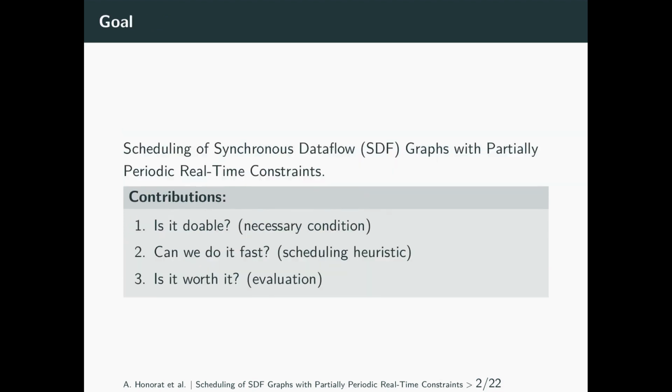Okay, now what is our goal? First, we would like to express the partially real-time constraints on an SDF application and know if a schedule might exist. Our contribution on this point is a necessary condition. Second, we would like to actually compute this schedule quickly if possible. We have developed a heuristic for this purpose. And third, we want to evaluate our necessary condition and scheduling heuristics. Before presenting these 3 points, let me start with some context on the SDF model and partially real-time constraints.